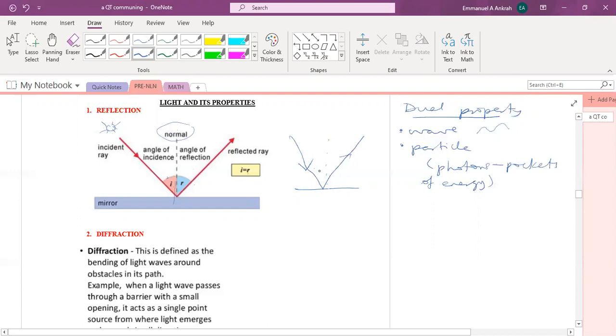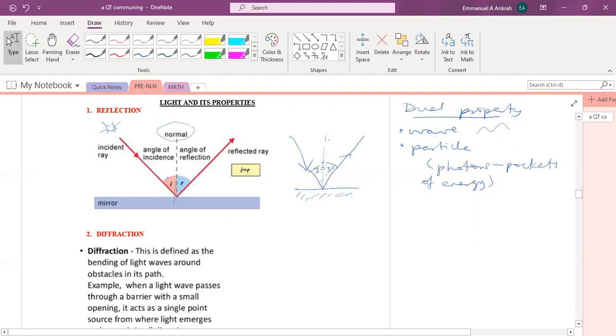So if this is 30 degrees, we expect this angle here to also be 30 degrees. What is the normal here? Yeah. Incident angle should be equal to the reflected angle. You should determine that.